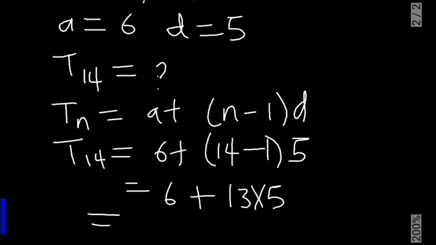6 plus 13 multiplied by 5 is 65. So we have 6 plus 65, and this is 71. So our 14th term is 71. If you got it right, kudos to you. Let's do another different question.